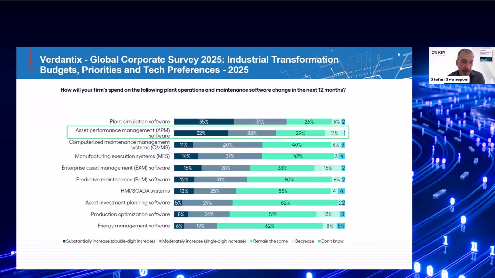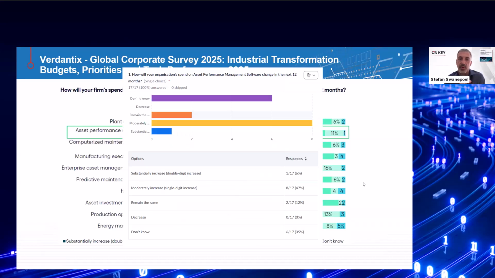And if you look there at the legend, double-digit increase in spend in asset performance management, foreseen for the next 12 months. Quite a few organizations will also invest moderately, single-digit increase, and then there's the bulk of them also more just maintaining it, and then just a handful that don't know.